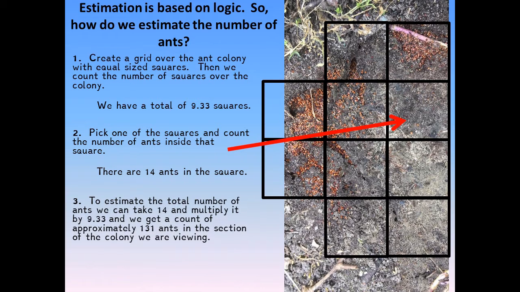Now, to estimate the total number of ants in this section of the colony, we take 14, multiply it by 9.33, and we get a count of approximately 131 ants in the section of the colony we are viewing. Again, this is an estimate. We didn't sit down and count every single little ant because, quite frankly, that would be darn near impossible. So what we did is give it our best estimate based on the number of ants that we can count in a certain location. All right, let's take a look at another example.